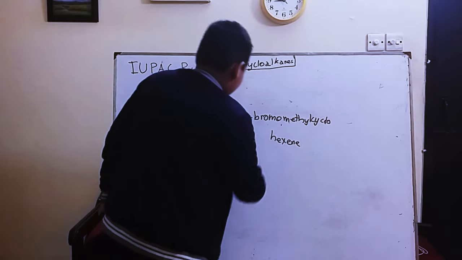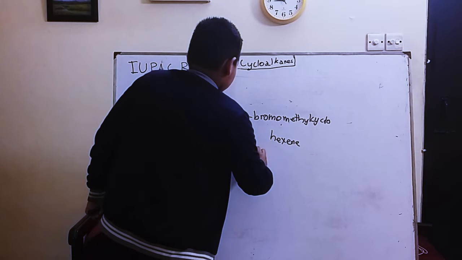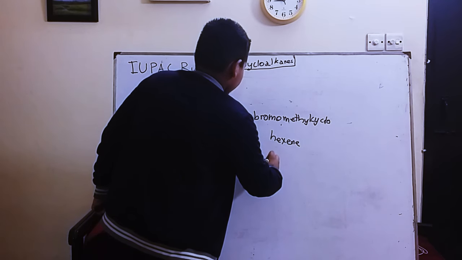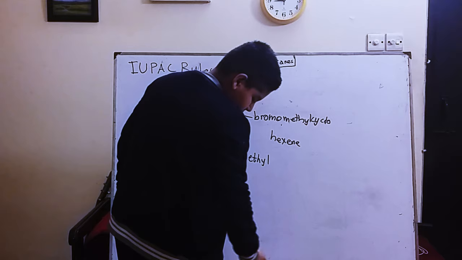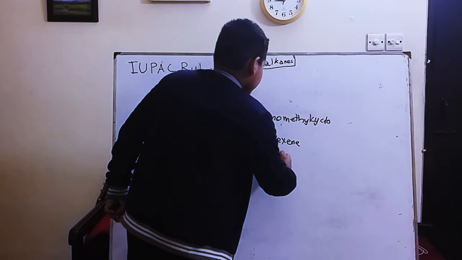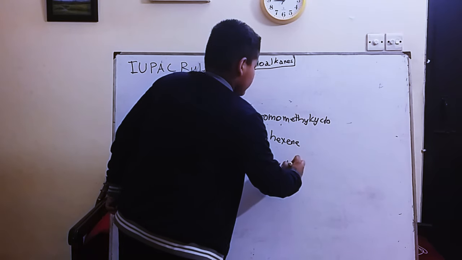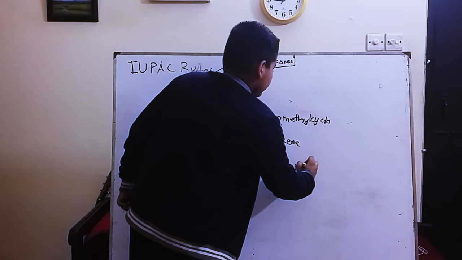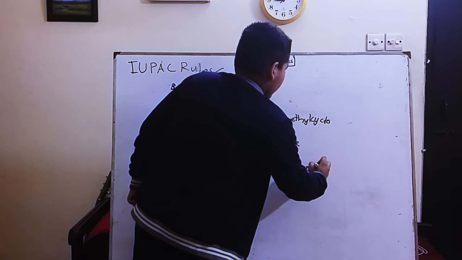Now we're going to name this 3-ethyl, because E for ethyl. Cyclohexanol.